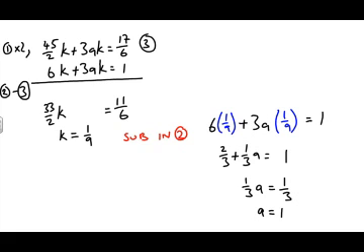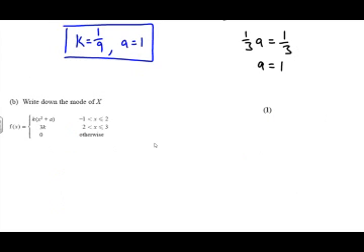So in response to the question, k equals a ninth and a equals 1. And we'll finish up with a 1 marker. Here we were asked, write down the mode of X. Let's get a quick sketch.